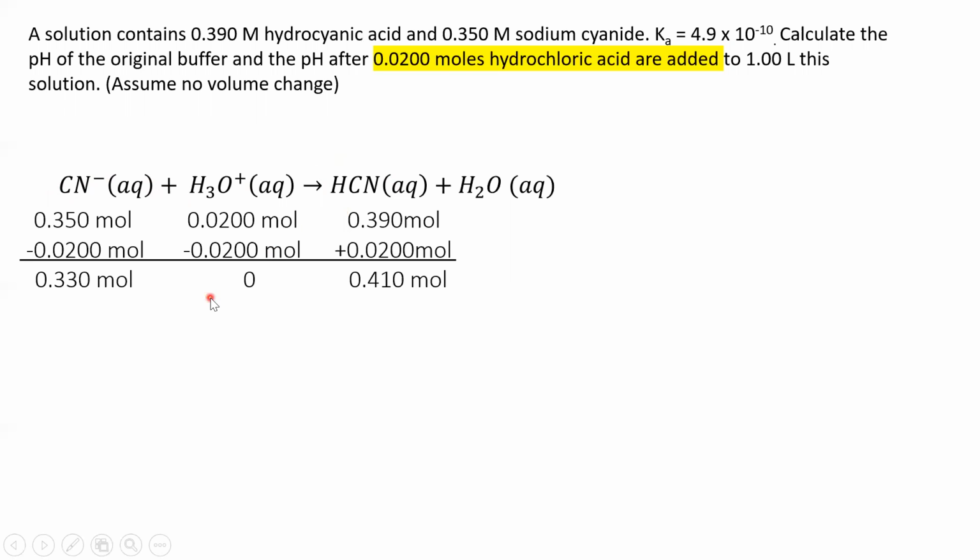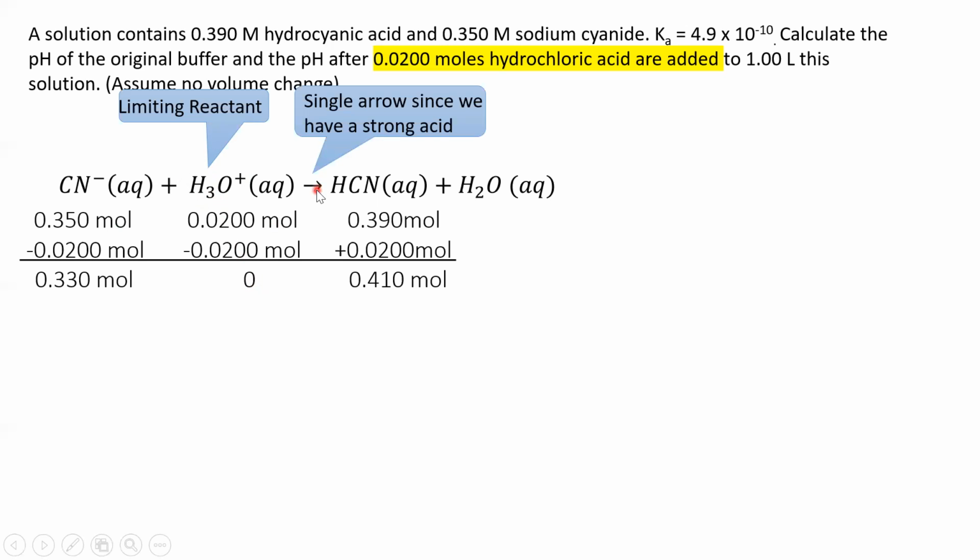Now, these are going to react stoichiometrically, and they're going to react to completion. So we have 0.350 moles of cyanide ion. We're adding 0.020 moles of our acid. And we have 0.390 moles of our hydrocyanic acid. The base in the buffer solution is going to completely consume the acid that we're adding to it. So the acid is the limiting reactant. All of the acid reacts.